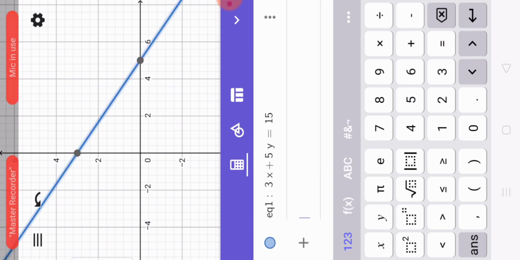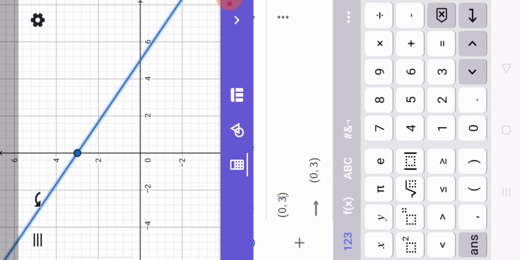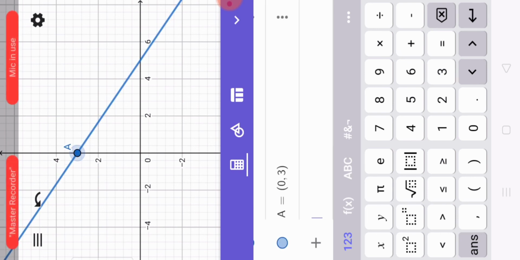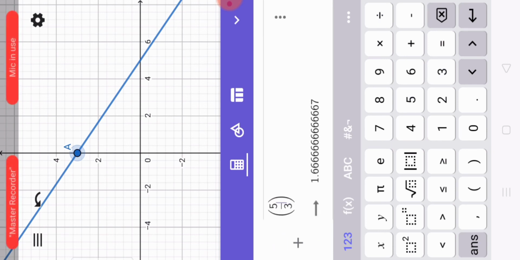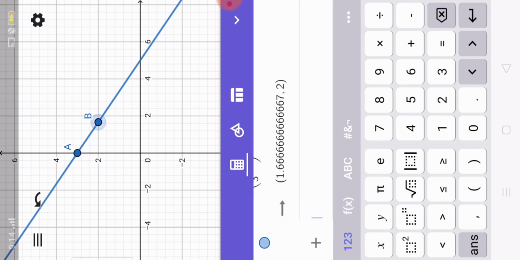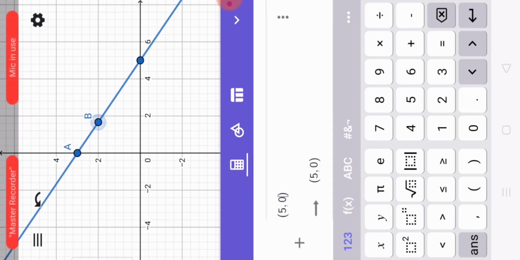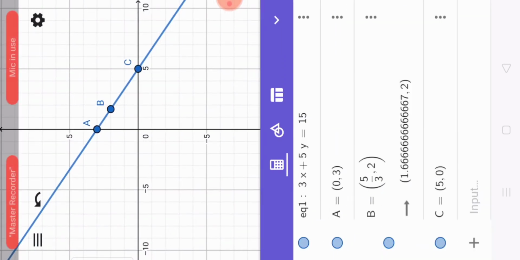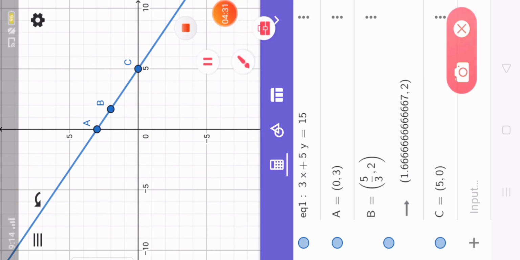So let us plot those ordered pairs. First is 0 and 3. Second is 5/3 and 2. Then last is 5 and 0. So this is now the graph of the equation 3x plus 5y equals 15.